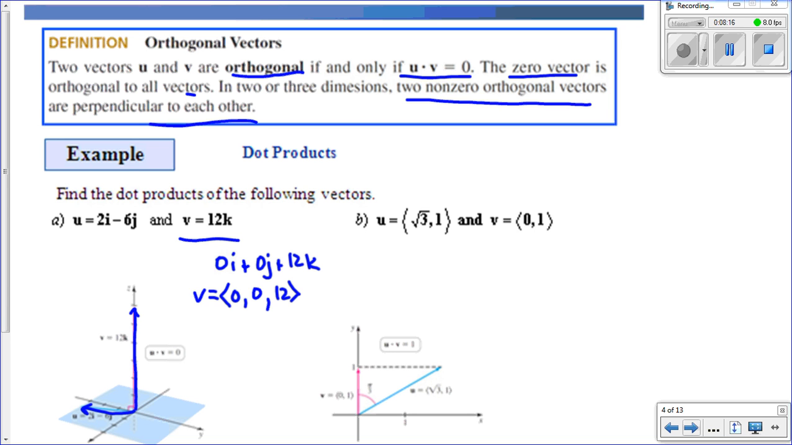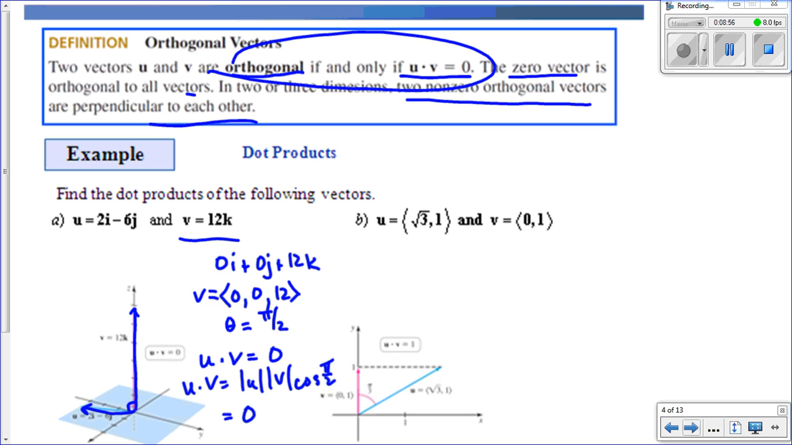Now notice that those two vectors, since u is in the xy plane and v is perpendicular to the xy plane, they do form a 90-degree angle. So the angle between the two vectors will be pi over 2, which means then that the dot product will be 0. Or if we want to go through it's the magnitude of u times the magnitude of v, cosine of the angle between them, which we know cosine of pi over 2 is 0. Or we can just use the fact that when the vectors are orthogonal, we know that the dot product is 0.